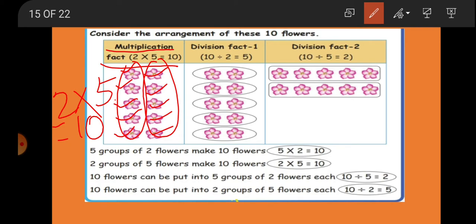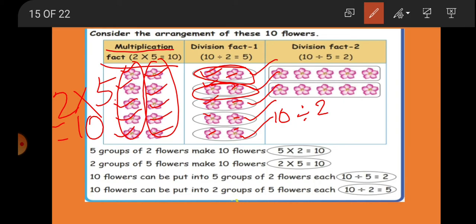Now division. See here, total 10 flowers are there, and they are dividing into groups of 2. So how many groups totally? 1, 2, 3, 4, 5. 5 groups are coming. So if we divide 10 by 2, because there are 2 flowers in one group, totally 5 we are getting.